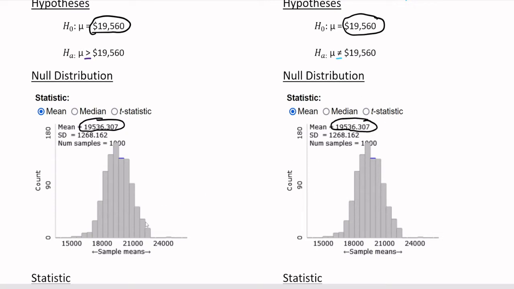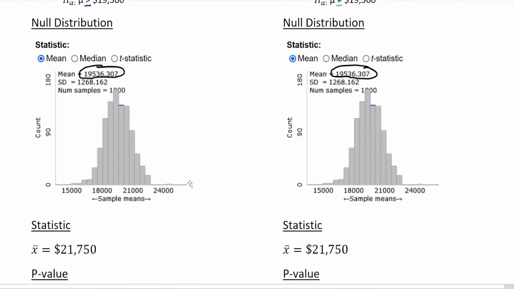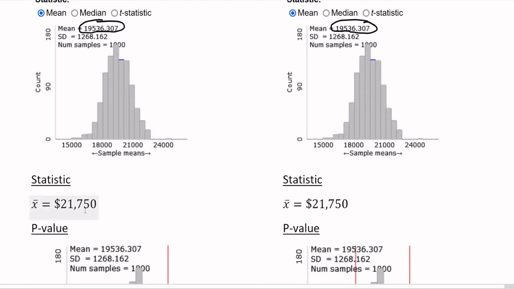So to make this picture, I had to tell the computer the exact same things. Hey, computer, assume the average cost for my SUV is $19,560, both scenarios. Okay, computer, now go take samples of that population over and over and over again and tell me what the average price you get is each time. Boom, boom, boom, boom. So I get the same picture regardless. Nothing should change there.